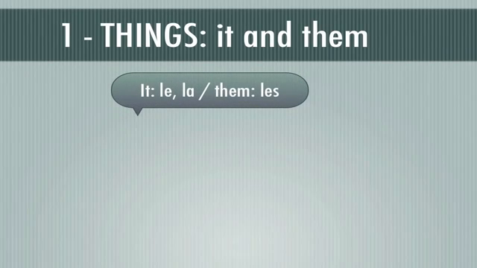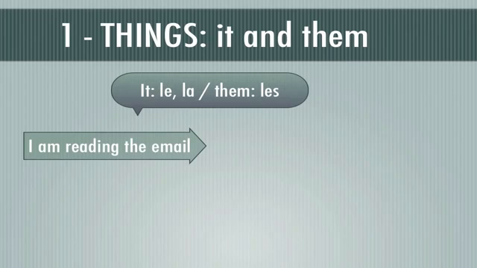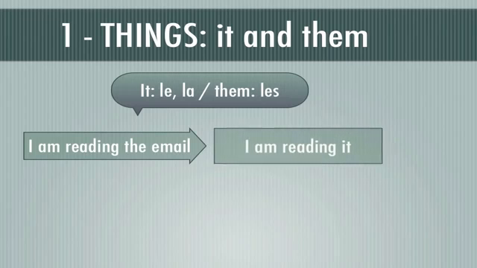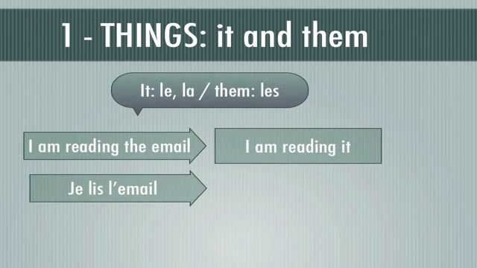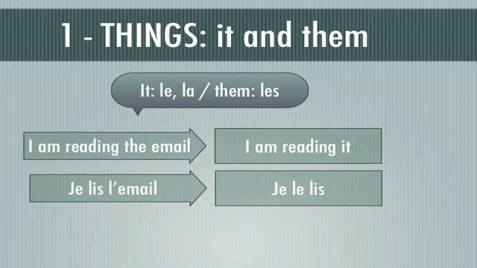In French, because we take into account the gender of the words, we will use le and la to translate it, and les for them. Let's take an example first in English. I'm reading the email. If you want to use the pronoun instead of the email, you will say I'm reading it. In French, the same thing. Je lis l'email. Email is a French word and is masculine, so we will say je le lis. As you can see, le, the pronoun, is before the verb and not after like in English.